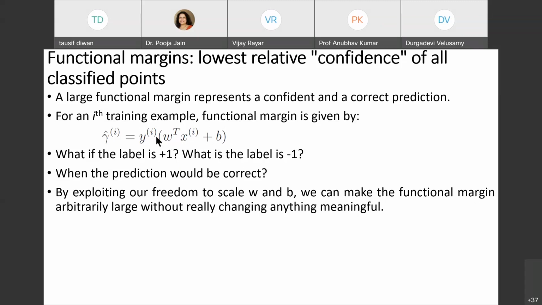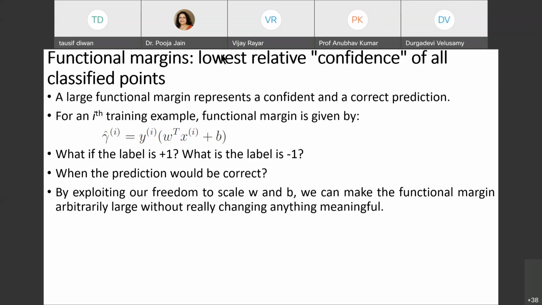Now what are we doing? We are increasing the functional margin. So it won't affect the classification. Instead, we are just increasing the functional margin. So we can make the functional margin arbitrarily large without really changing anything meaningful. The only point you should note here is that we can increase W, we can increase B, and it won't affect the classification. What we achieve is just that confidence.